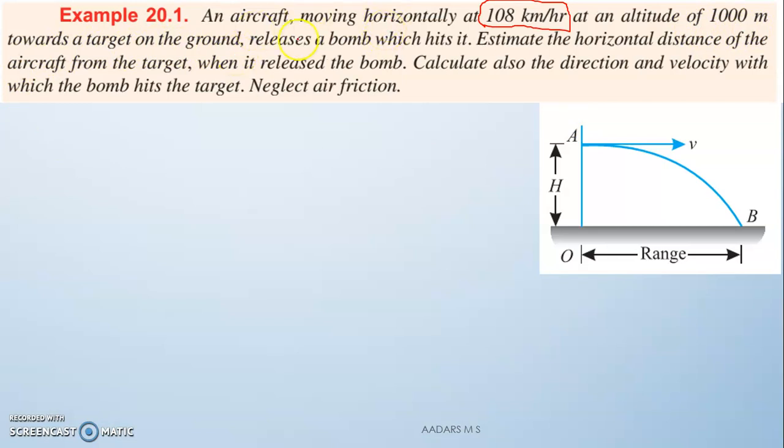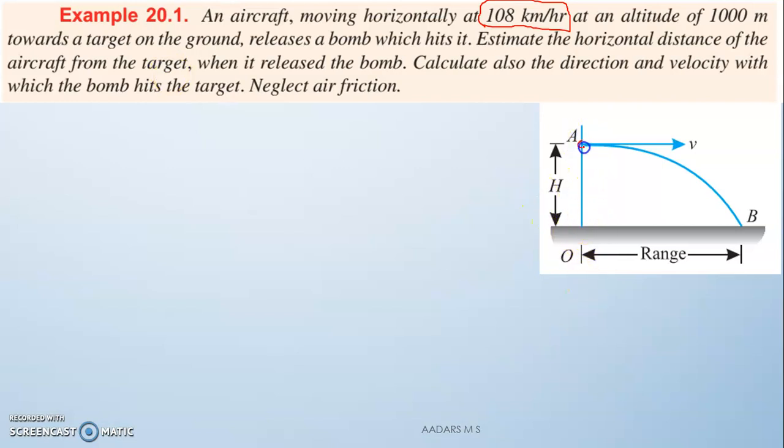The aircraft horizontally releases a bomb which hits the target. Okay, the aircraft releases a bomb from a height of 1000 meters. Estimate the horizontal distance of the aircraft from the target. You are asked to find this range.